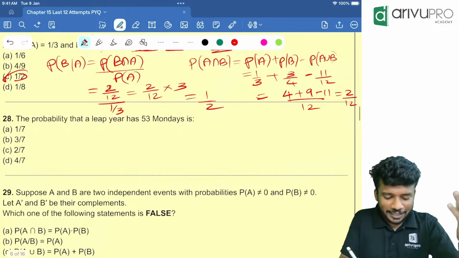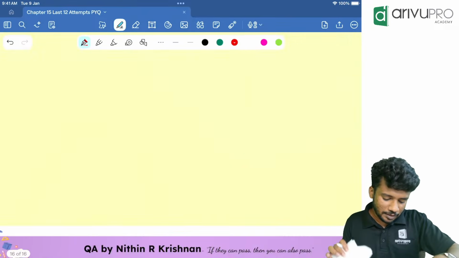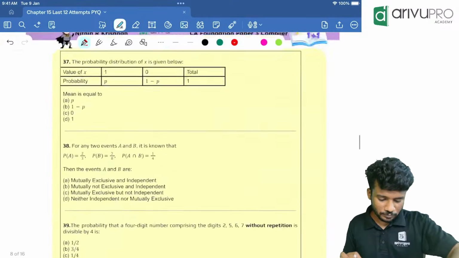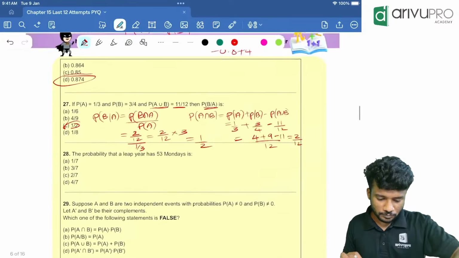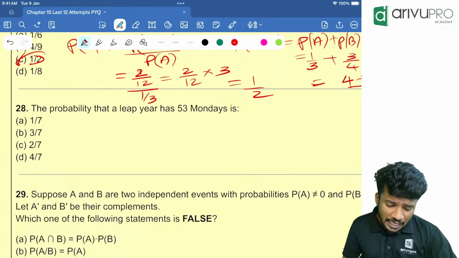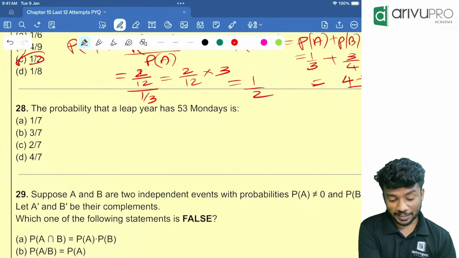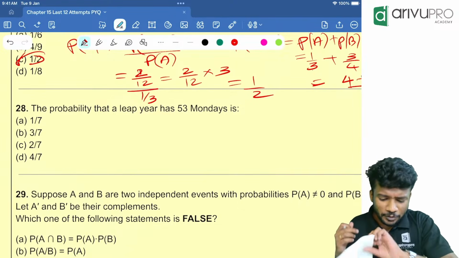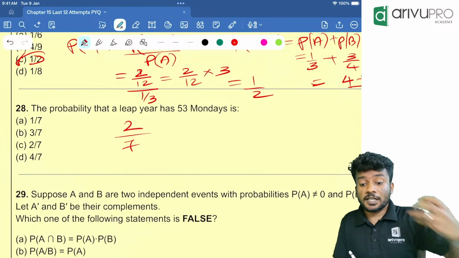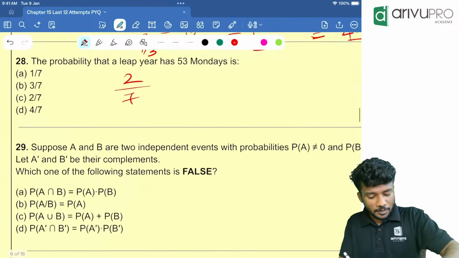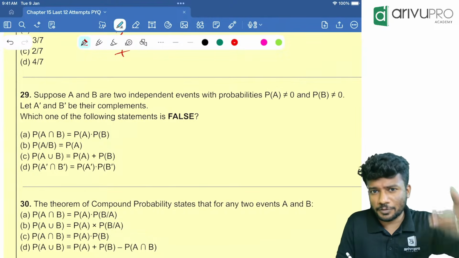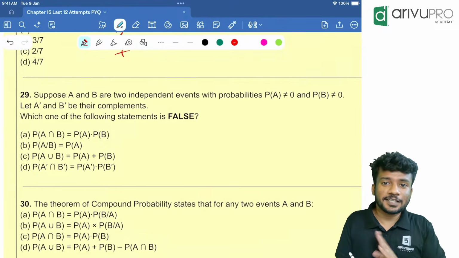Yes. Next one. Again, a repeated question. Probability that a leap year has 53 Mondays is the question. Direct question only. 53 Mondays is how much? I already told you a leap year has 2 extra days. So that is 2 divided by 7. In order to understand this concept more, refer to the marathon or our normal class video. I have already uploaded probably the entire chapter on YouTube. If you find it, you will get the entire idea of that.